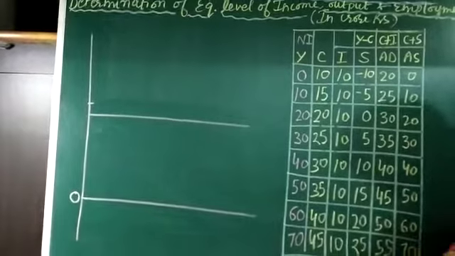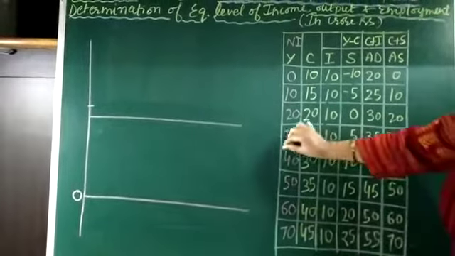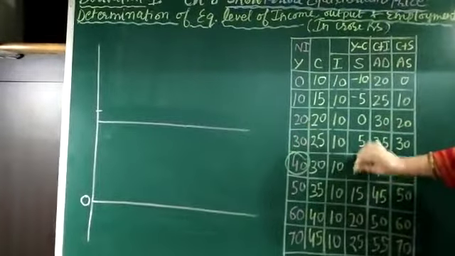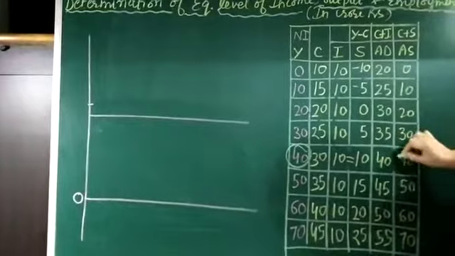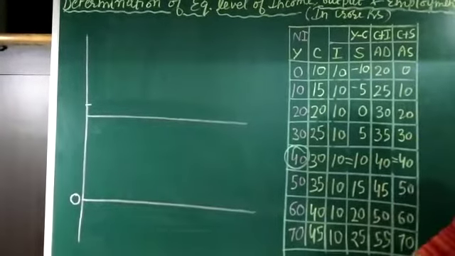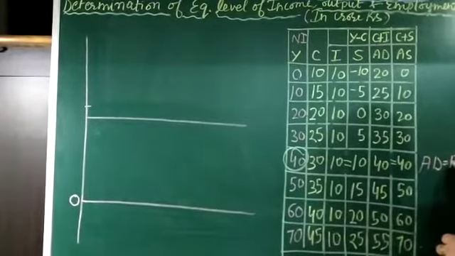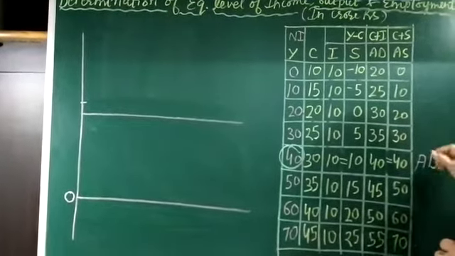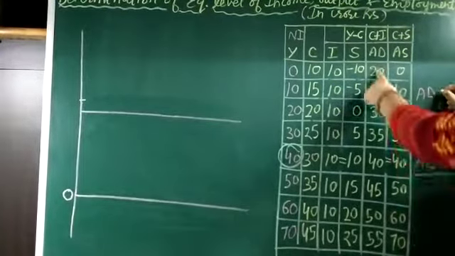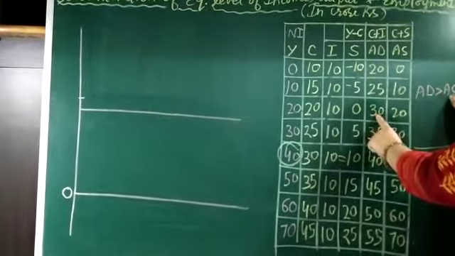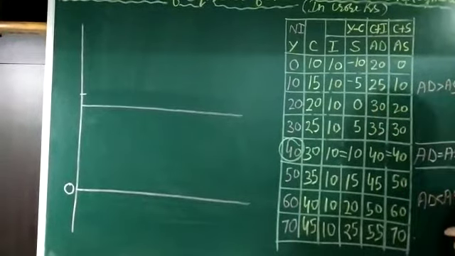Now we have to derive the income level at which aggregate demand is equal to aggregate supply and saving is equal to investment. So here 40 crore is the income level where aggregate demand is equal to aggregate supply and saving is equal to investment. This is the equilibrium level of income, output and employment, which indicates the full employment level. Before this level, aggregate demand is greater than aggregate supply, and beyond this level, aggregate demand is less than aggregate supply.